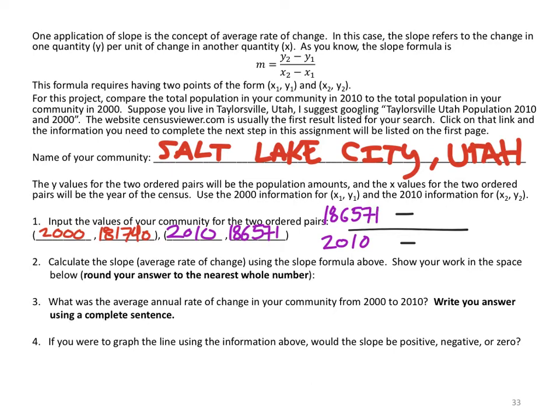186,571. That's better. And what was the population in 2000? Oh, well, what I have written there, 181,740, right? I'll make that 4 a little better. Well, I don't know if that was much better, but it's better. All right, well, how do we solve this?